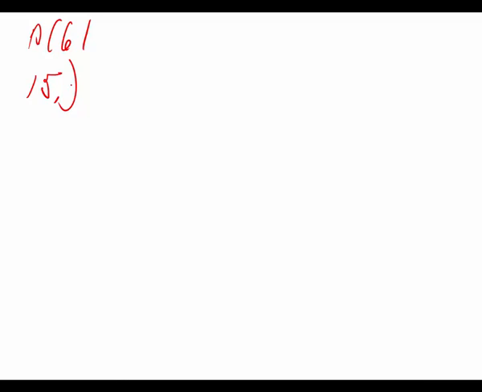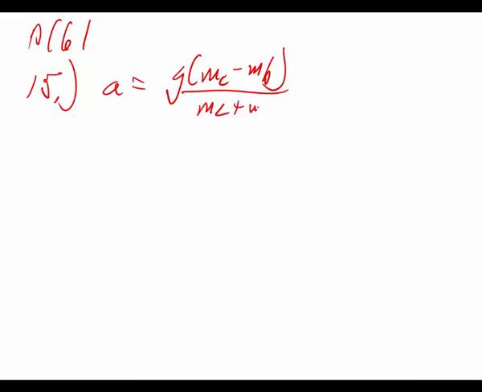Set one of the T's equal to something and go that route, but to me it's a little easier to go this route, subtract out the tension. And so we found that our equation was going to be what? The acceleration is equal to g times mc minus mb divided by mc plus mb.